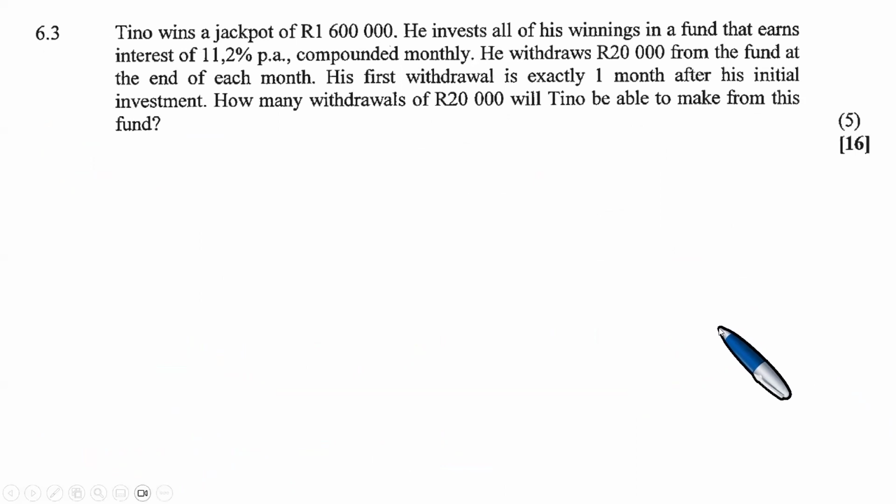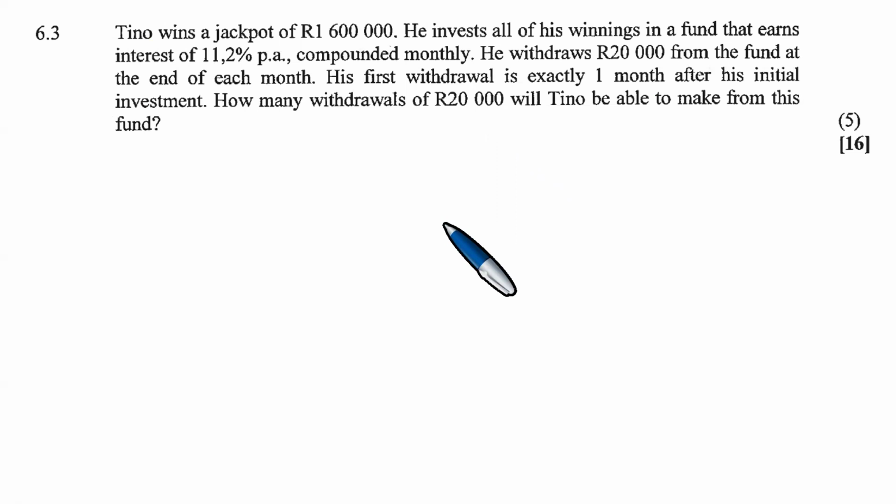The next question is about Tino. Right, Tino wins a jackpot of 1.6 million, 1,600,000. That is the jackpot that Tino wins. He invests all of his winnings in a fund that earns interest of 11.2% per annum compounded monthly. He withdraws 20,000 from the fund at the end of each month. His first withdrawal is exactly 1 month after his initial investment. How many withdrawals of 20,000 will Tino be able to make from this fund?